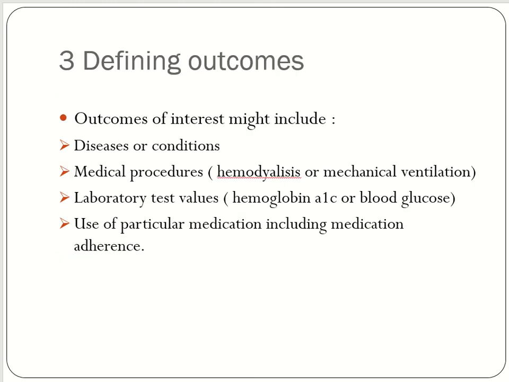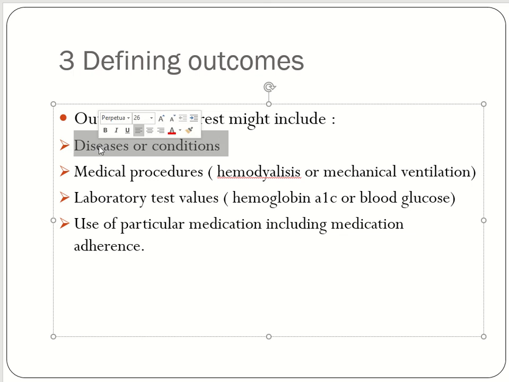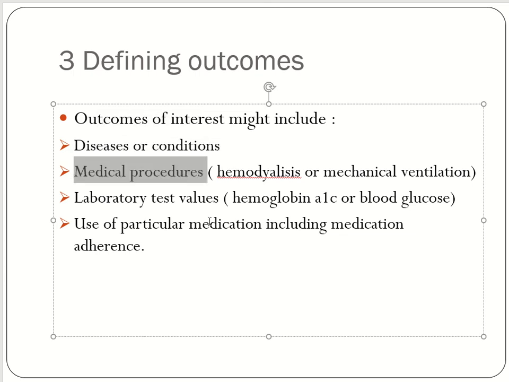Let's move to number three, which is defining outcomes. Remember, in any pharmacological study, or any study, usually we have an exposure and we have an outcome, right? The exposure is the independent variable and the outcome is the dependent variable. So usually, what are the outcomes in pharmacological disease studies? It could be the disease or condition. It could be a medical procedure. So, being in a certain condition, will it lead to a certain procedure like hemodialysis or mechanical ventilation.